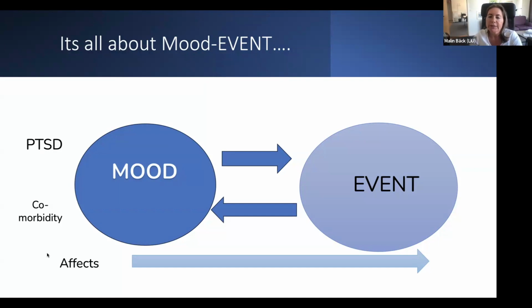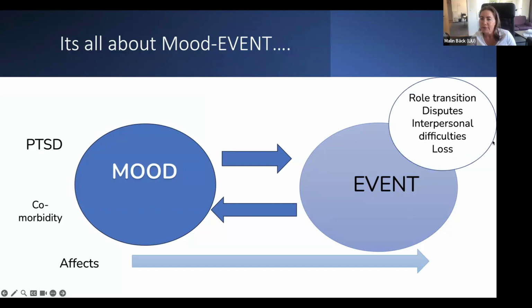And when you work with traumatized patients, the mood is both PTSD, its comorbidity and its affects. Regarding events, depending on what's going on in the person's life, it's about role transitions, disputes, interpersonal difficulties or losses. And you need to really ask how things have been since we last met, to help the person understand in which way the PTSD symptoms are a trouble for them.